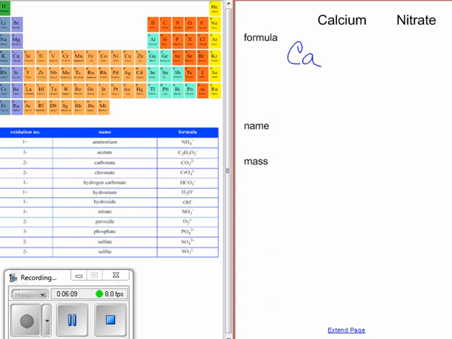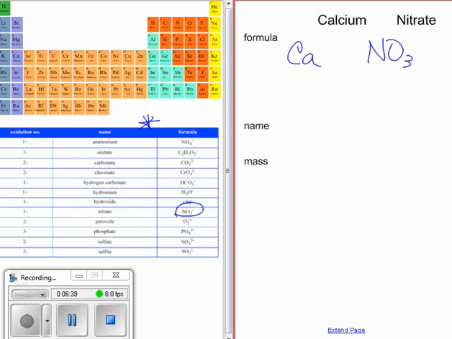And nitrate isn't on my periodic table. Don't get it mixed up with nitrogen. It's simply nitrate. So if it's not on the periodic table, then you need to go to your polyatomic ion sheet, which each of you have, and look up nitrate. And you're going to notice that the formula or the symbol for that is NO3.